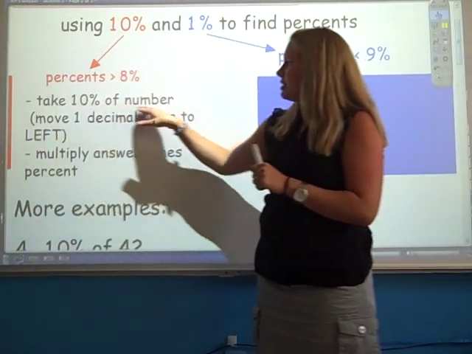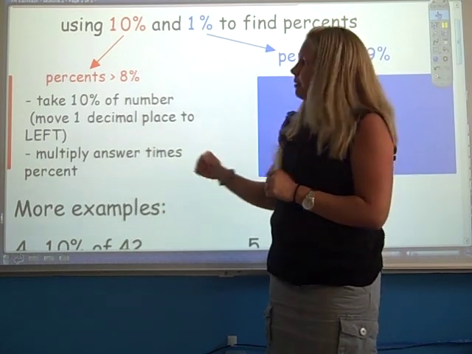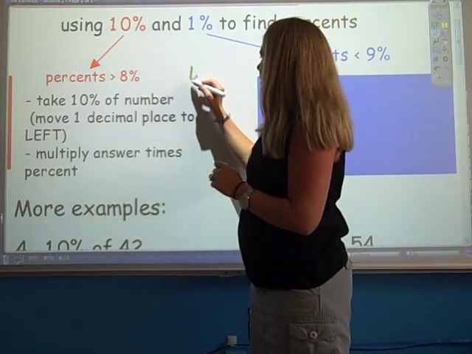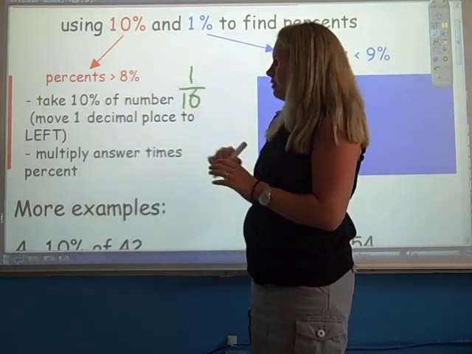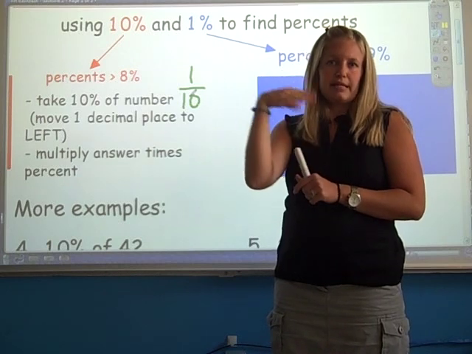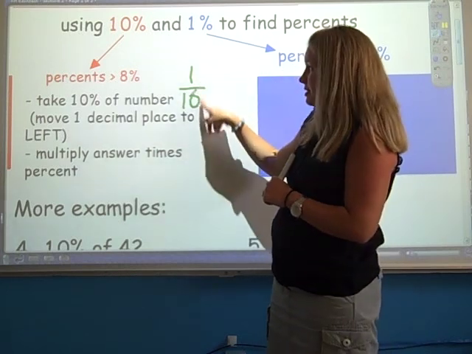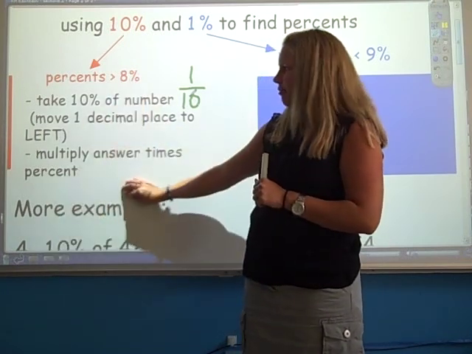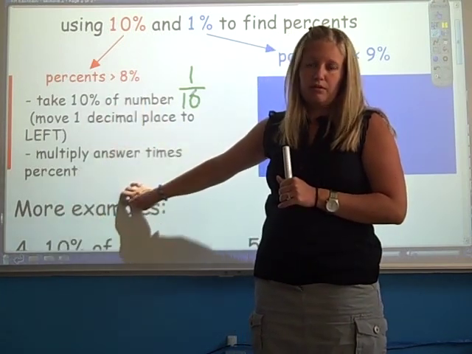You take 10% of a number. 10% of a number is like 1/10 of the number, which means you move the decimal place to the left once. It's like dividing the number by 10 because 1/10. And you multiply that answer times the percent. So write that down. I'm going to do a couple problems with you.